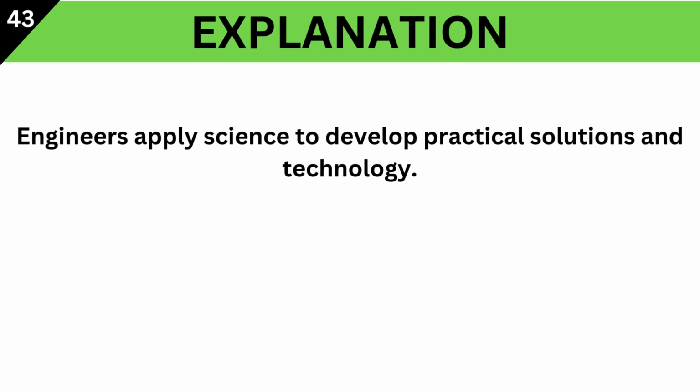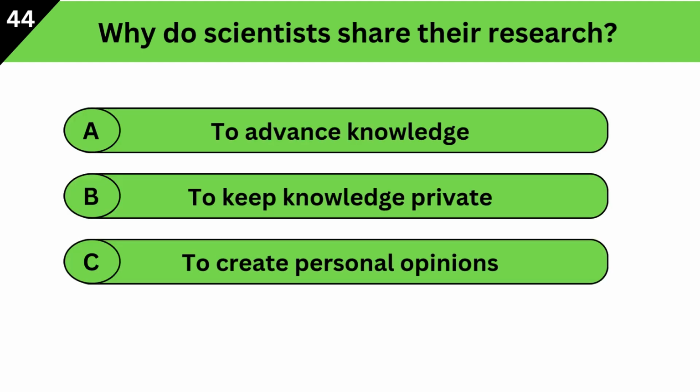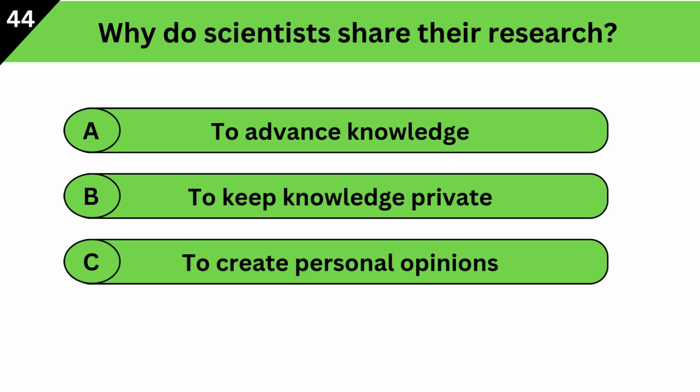Explanation. Engineers apply science to develop practical solutions and technology. Why do scientists share their research? Option A. To advance knowledge. Option B. To keep knowledge private. Option C. To create personal opinions.